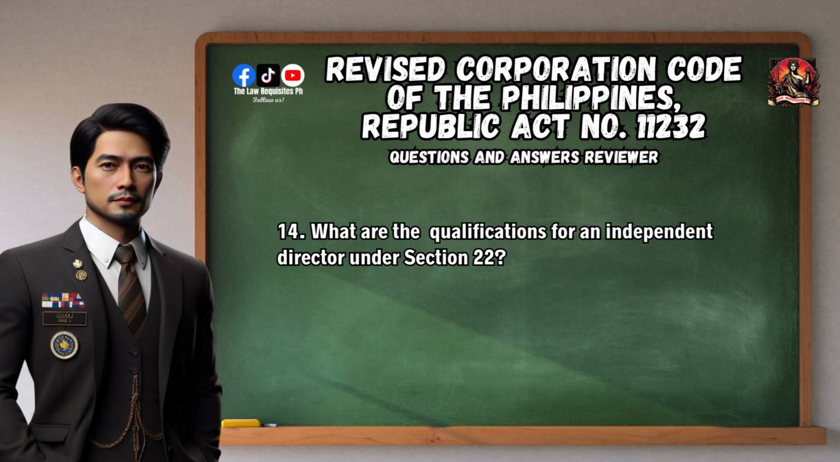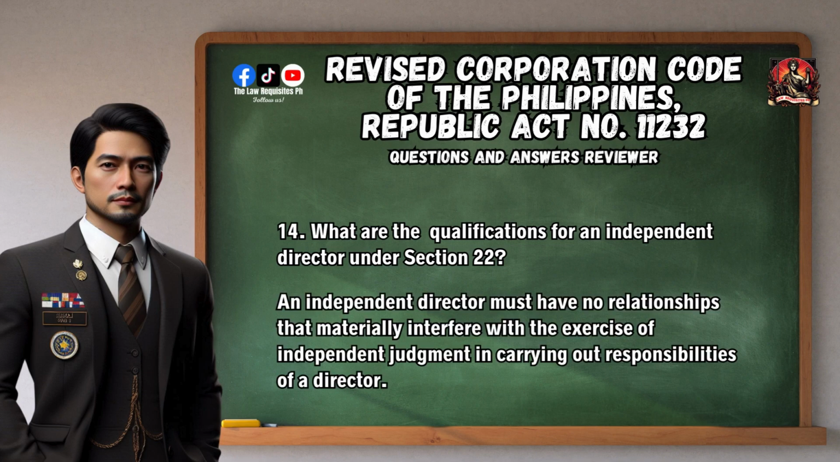14. What are the qualifications for an independent director under Section 22? An independent director must have no relationships that materially interfere with the exercise of independent judgment in carrying out responsibilities of a director.